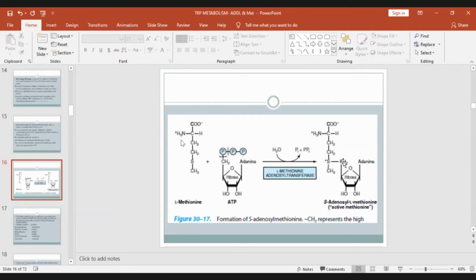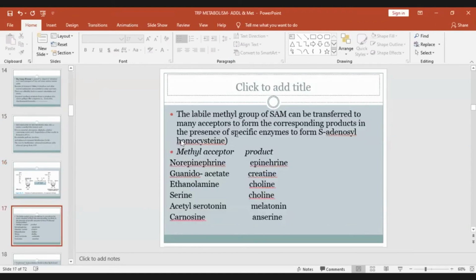See the linkage? So this is CH2. So here these are removed as organic phosphate and pyrophosphate, and the linkage of S occurs here. CH2 S. So this is S-adenosylmethionine. And it is a very important compound, as we have seen already in many reactions.